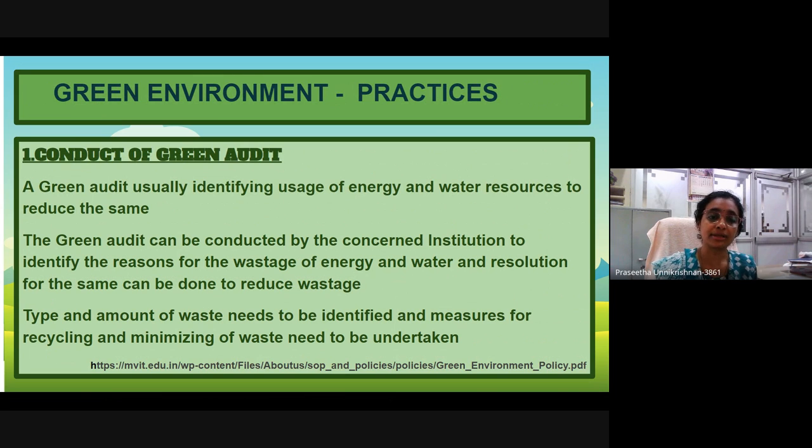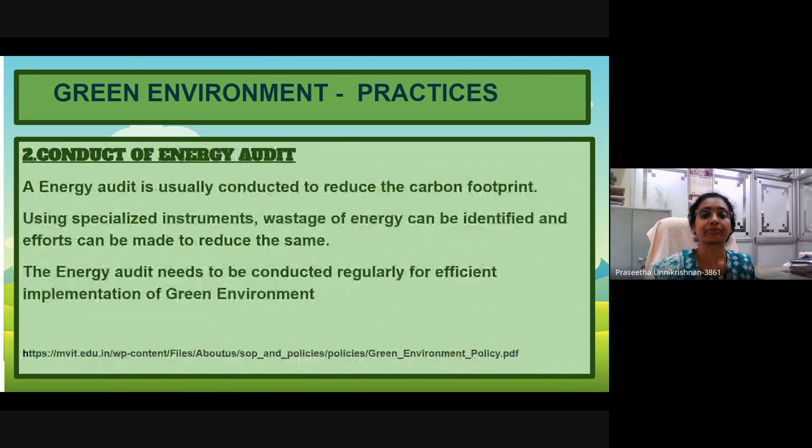The types and amount of waste also need to be identified, and measures for recycling and minimizing the waste need to be undertaken. As far as the current scenario is concerned, the conduct of a green audit in an institution or an organization is pretty much essential, or we can say it is the first step towards a green environment.